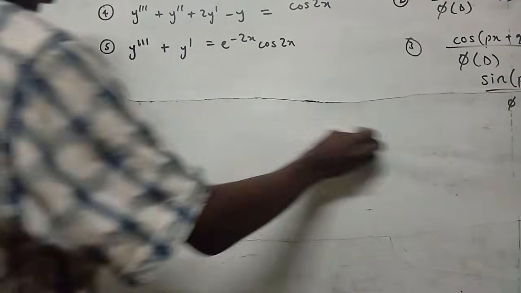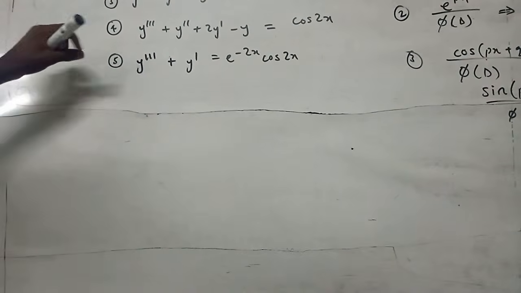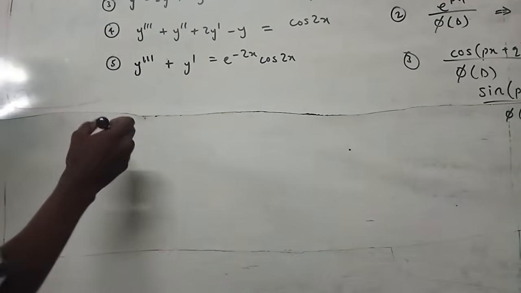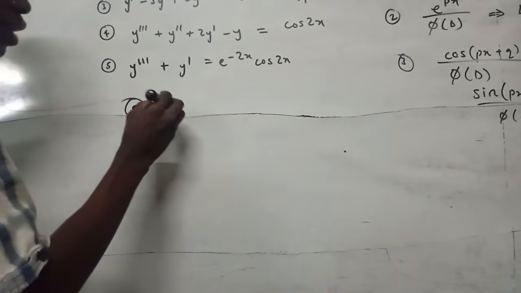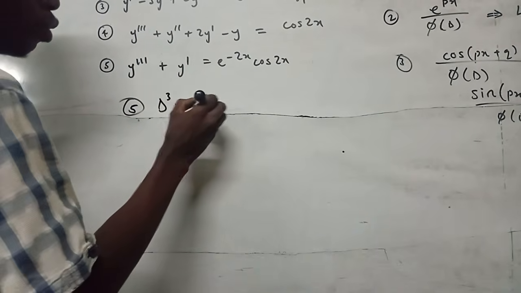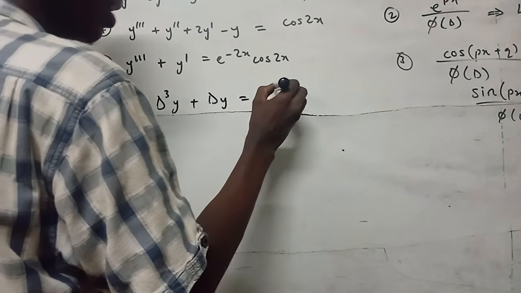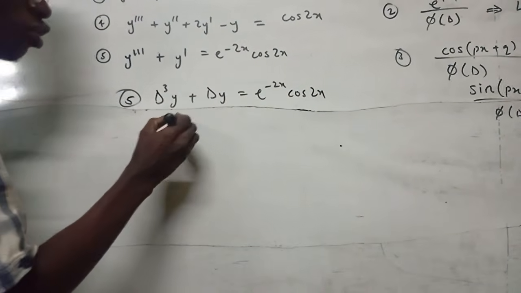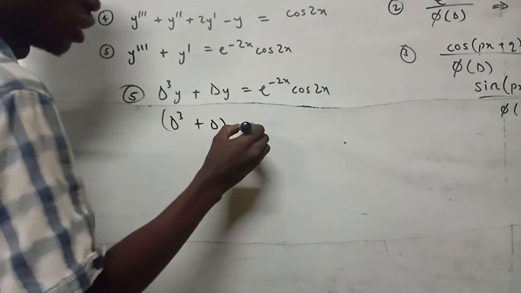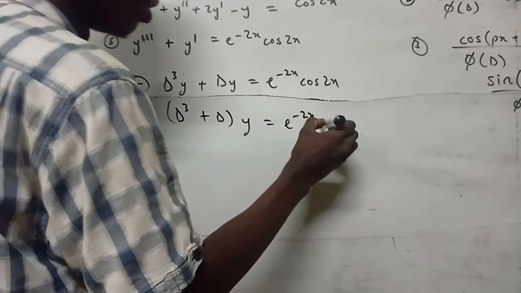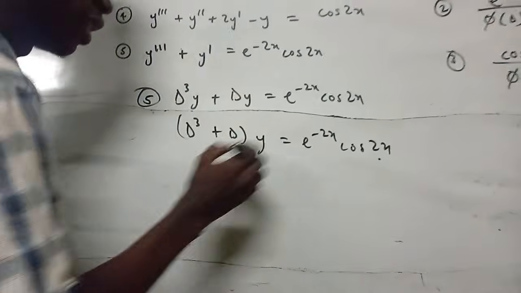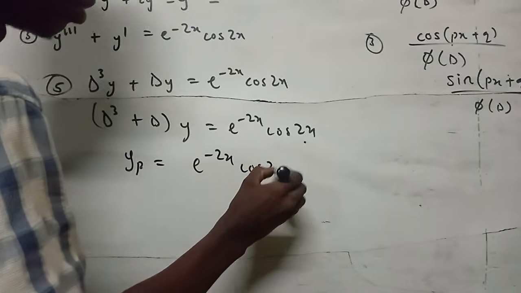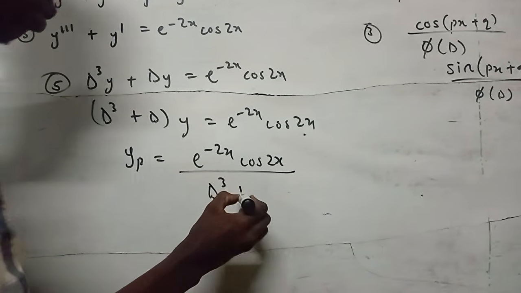And don't forget, please, we are only looking for the particular solution. We are only evaluating this, and this is giving us our particular solution, not our general solution. So for question number 5, we are going to have d cubed y plus dy equals e to the minus 2x cos 2x. So we have d cubed plus d, into bracket, y equals e to the minus 2x cos 2x. So dividing through, we have our y particular to be what? e to the minus 2x cos 2x over d cubed plus d.